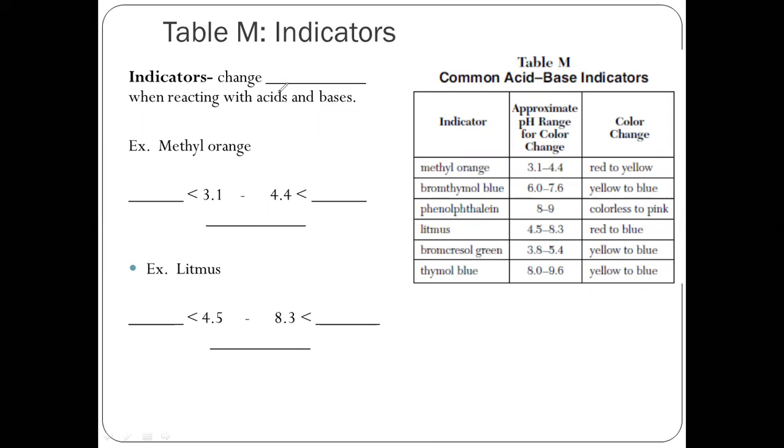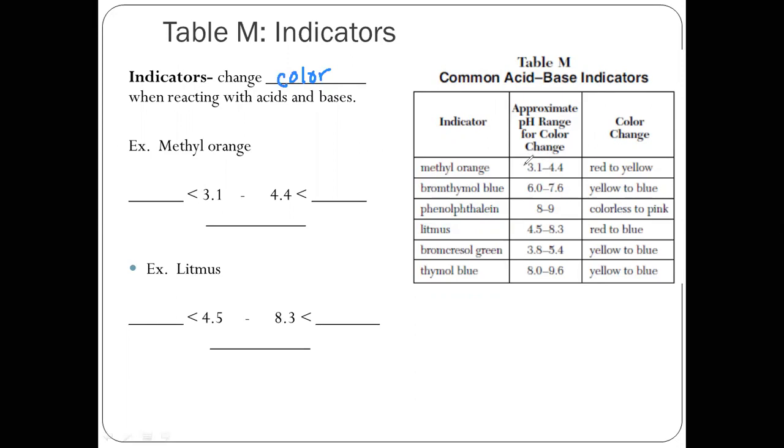Acid-base indicators change color when they react with acids and bases. So this is the reference table you would use, table M, and it tells you the indicator on the side, the color change range, and then how the colors actually change.